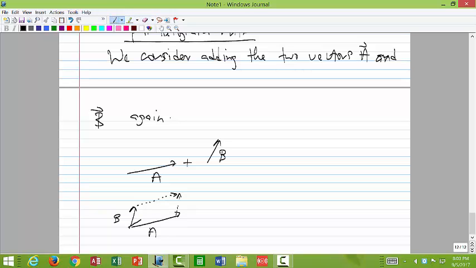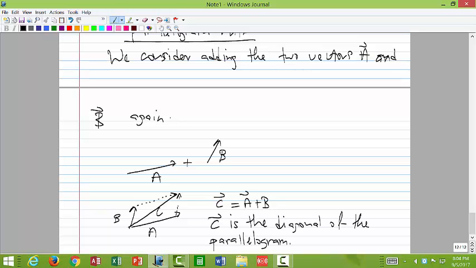So I do the diagonal of the two vectors like that, and that creates a parallelogram. This vector is C. So C is again equal to A plus B, and C is the diagonal of the parallelogram. Any questions on that?